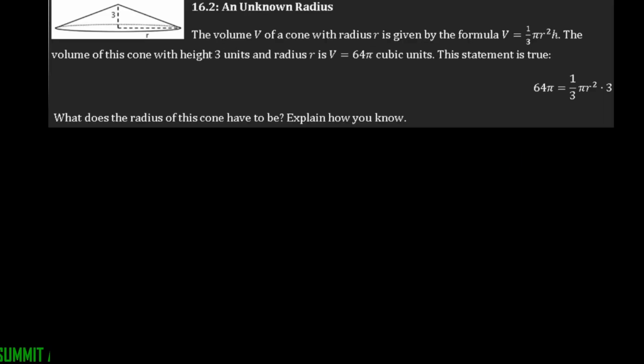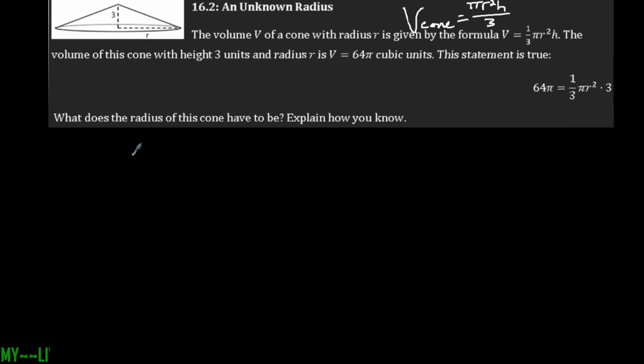Moving to the next part, it says the volume of a cone with radius r is given by the formula v equals 1/3 times pi times the radius squared times h. So that's just like the formula I started out with. I said volume of a cone is equal to area of the base, which is pi times r squared, times the height divided by 3. So these are going to be the same exact formula. It says the volume of this cone with height of 3 units and radius r is given by v equals 64 pi cubic units. So it sets up the equation for us, and it says what is the radius. So we have to be able to find and solve for that radius.